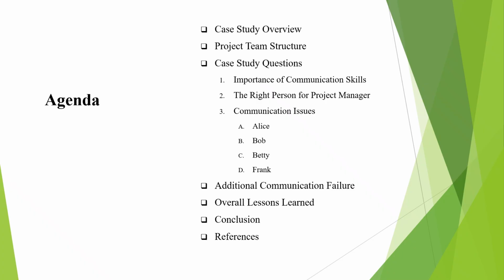Some stuff we're going to go over in this case study analysis. We're going to look at the case study overview, what it entailed. We'll break down the project team structure in this case study. As well, then break out the questions, talking about the importance of communication skills, the right person for project management, and then I'm going to break down communication issues that the project manager had with 4 different employees. I'll do one more additional communication failure that did happen that I noted in the case study. We'll look at overall lessons learned and then wrap it up with conclusion.